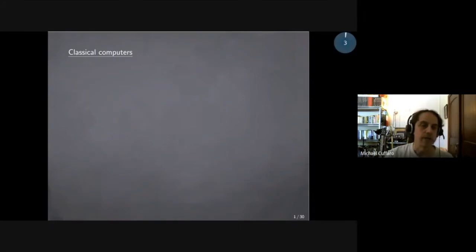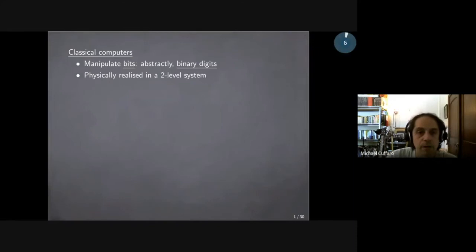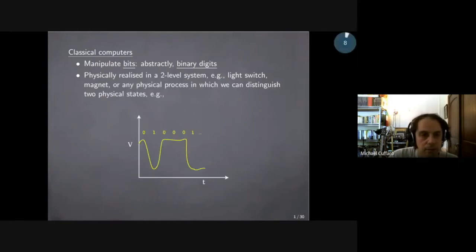So in a classical computer, well, a classical computer manipulates bits, as we all know, and abstractly bits are binary digits. And these are going to be physically realized in a two-level system. That could be, for example, a light switch, a magnet, or in general, any physical process in which two physical states are distinguishable.